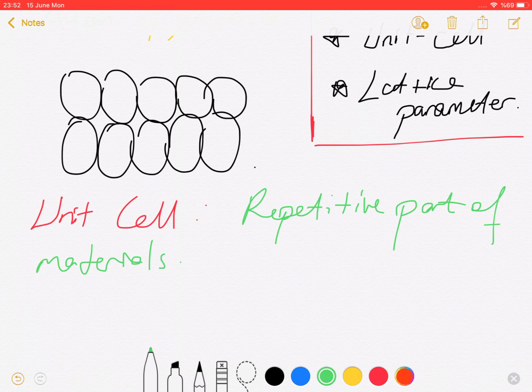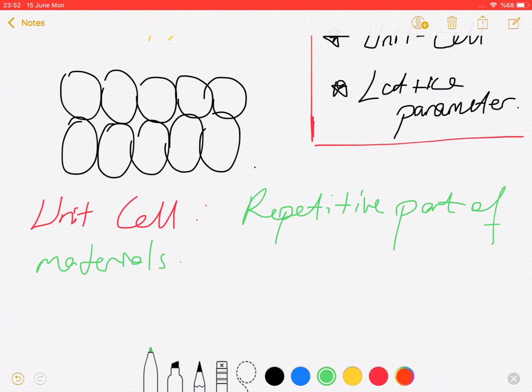And why are these things important? They are important because before we put bulk materials into industry, we have to know in which unit cell, with which behavior and which properties this material comes. Okay, so this is really important. So unit cell is a repetitive part of the material, but this unit cell changes from material to material.